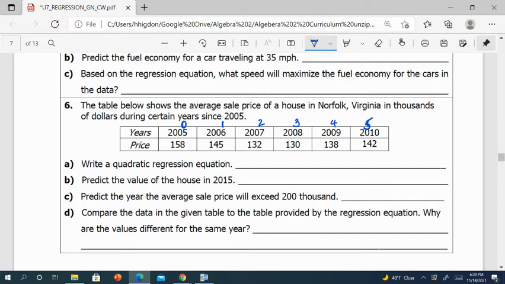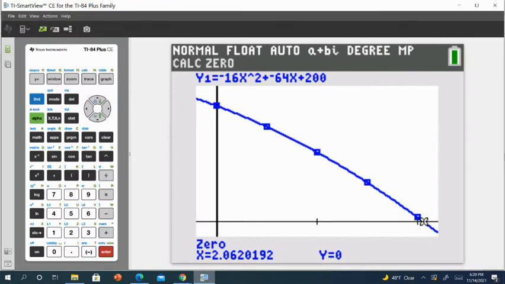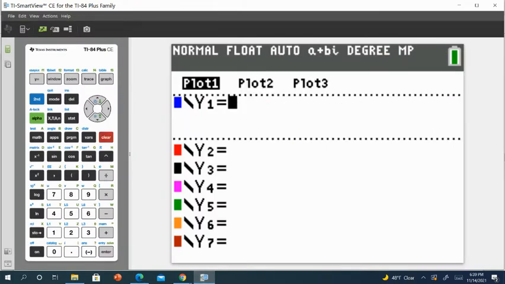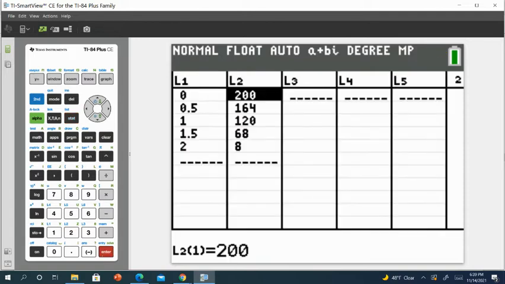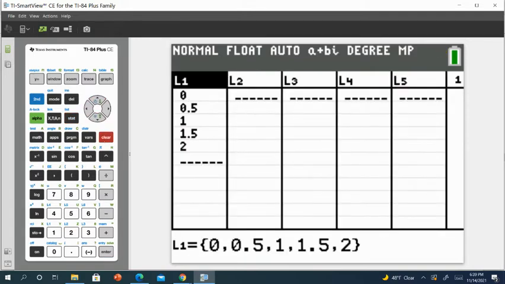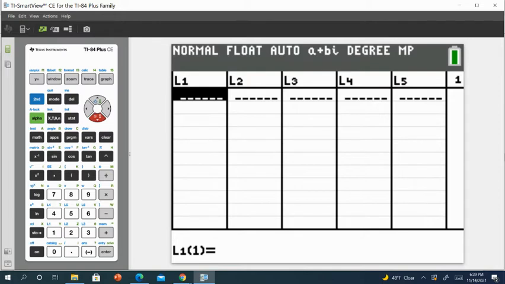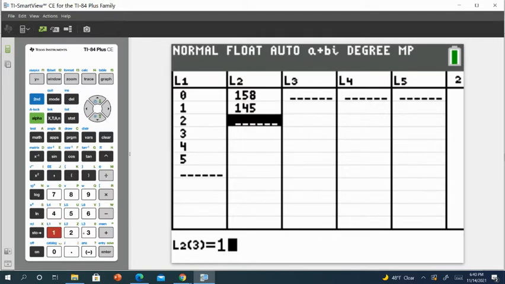So when we go to put this in the calculator, we're going to go back to stat. First of all, I'm going to clear out my equation. I'm going to go to my stat edit, clear out this data, and I'm going to start putting in the x's, which is 0, 1, 2, 3, 4, and 5 for my y values. Got 158, 145, 132, 130, 138, and 142.